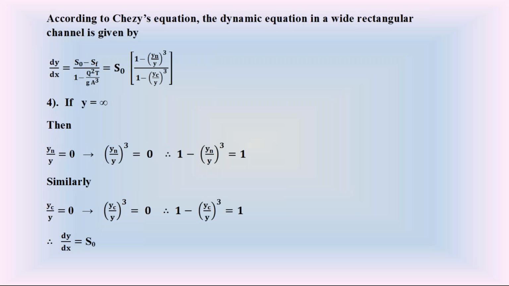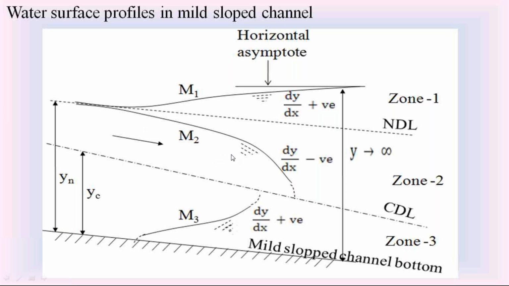So here we discussed the slope dy by dx in zone 1 positive, dy by dx in zone 2 negative, dy by dx in zone 3 positive, and also dy by dx at y equal to yn is 0, at y equal to yc is infinity, at y equal to 0 is infinity, and at y equal to infinity is S0. So with this knowledge in mind, in tomorrow's class I will explain the characteristics of water surface profiles.